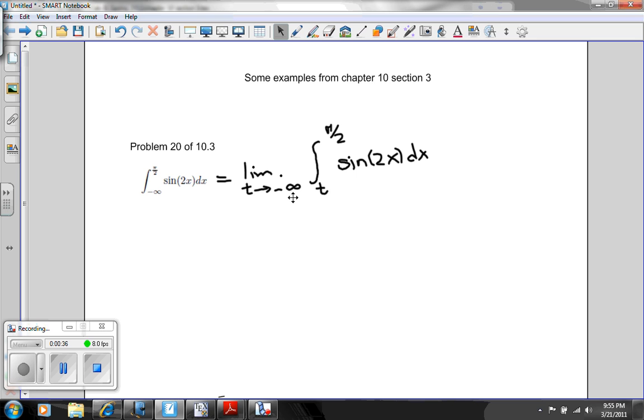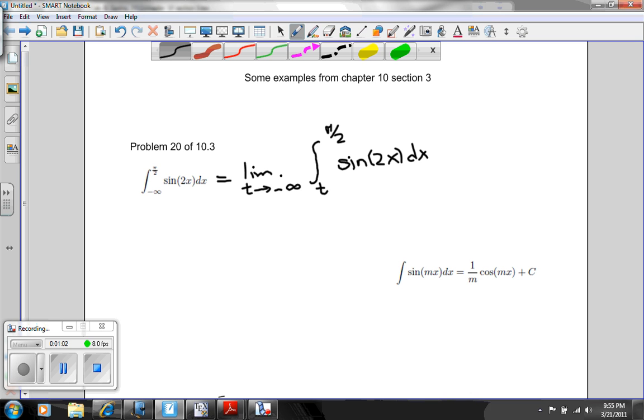Now at this stage you can do a u substitution, taking u to be 2x, and then taking the integral, and then at the end taking the limit. Or you can use the formula for the integral of sine of mx dx, which is 1 over m cosine of mx plus c. Now don't forget that there's also a negative sign in front of it, because the derivative of cosine is negative sine. Okay, so we're going to use this formula.